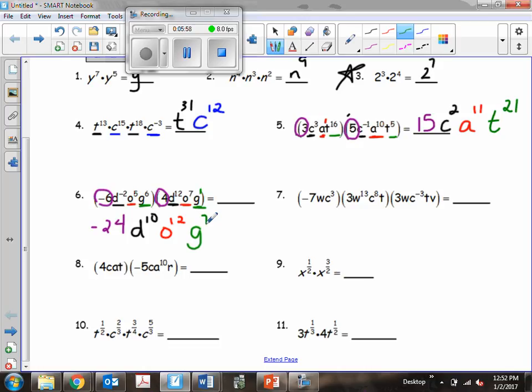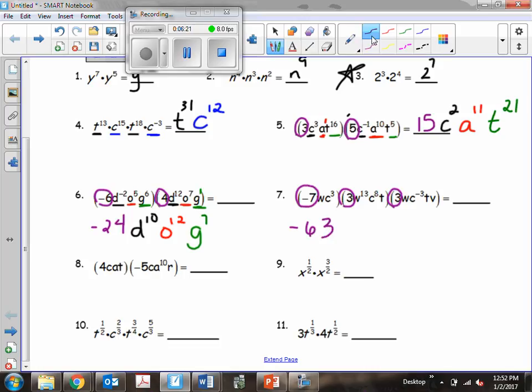Now if I look at number 7, it looks complicated, but it's actually the exact same thing as 5 and 6. There are just 3 things that we have to deal with. So the coefficients for number 7 are negative 7, 3, and 3. So if I multiply negative 7 times 3 times 3, I would get negative 63.